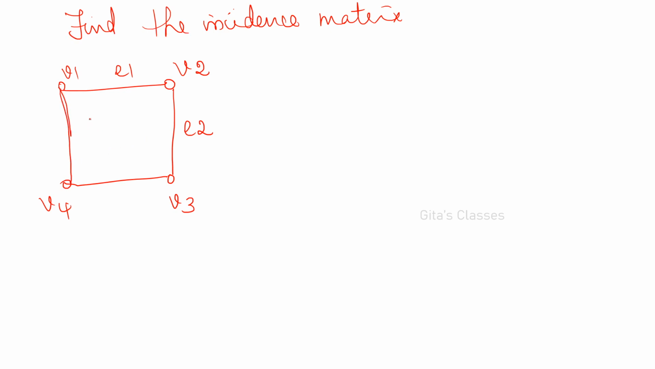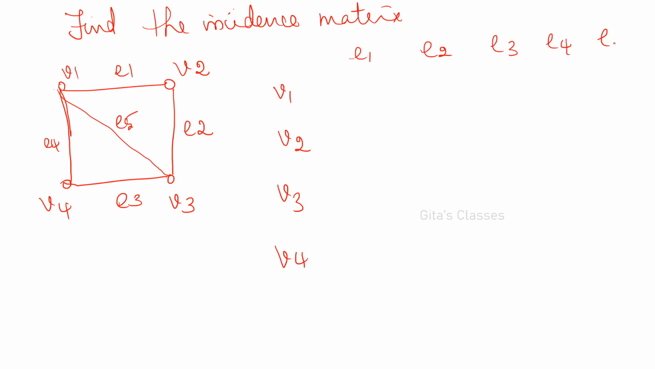Then V1 and V3 are adjacent. So this is E2, E3, E4 and E5. Let us assume these are the edges given. Always in the first column you write V1, V2, V3, V4, and along the top you write E1, E2, E3. Here 4 vertices are there and 5 edges are there. So E1, E2, E3, E4, E5.